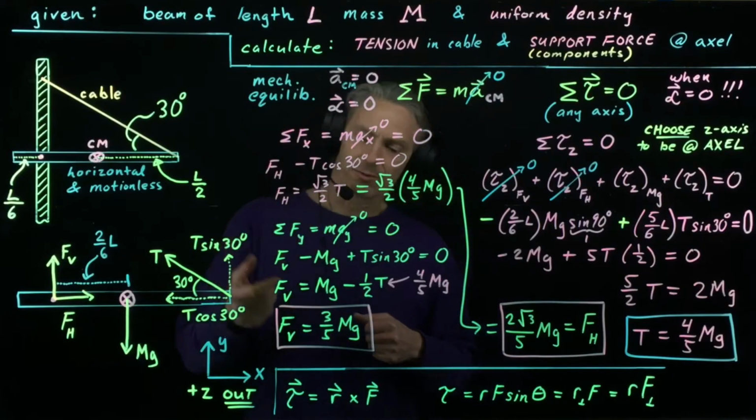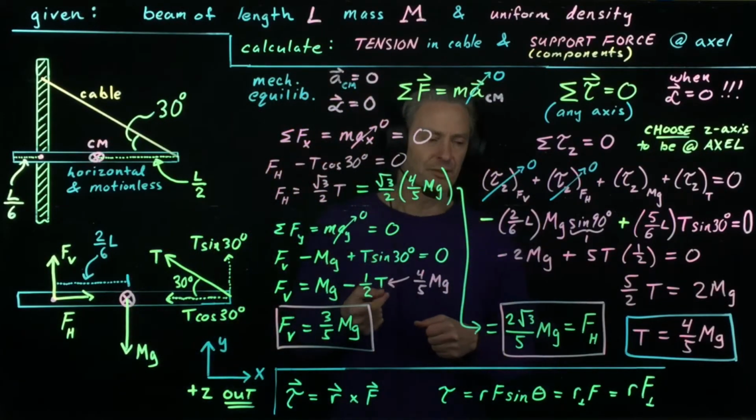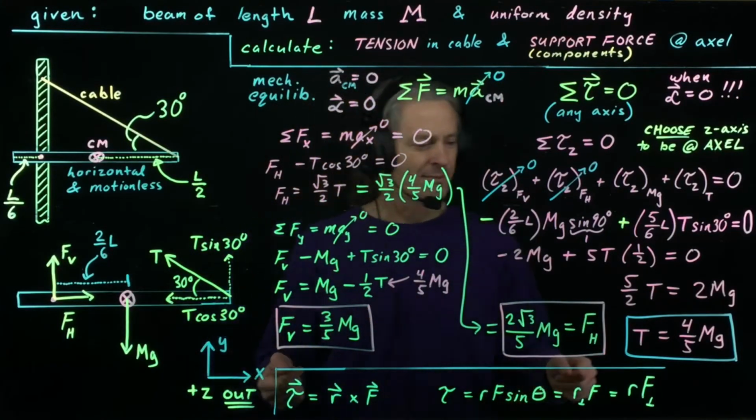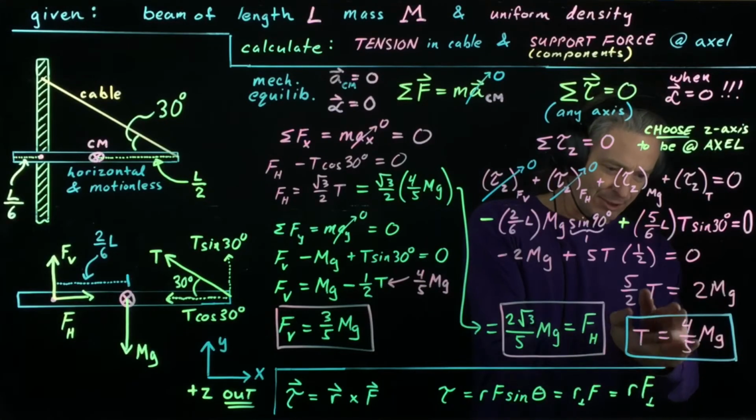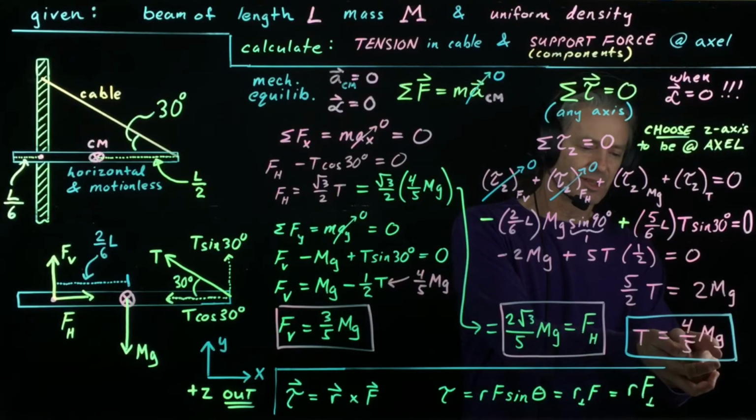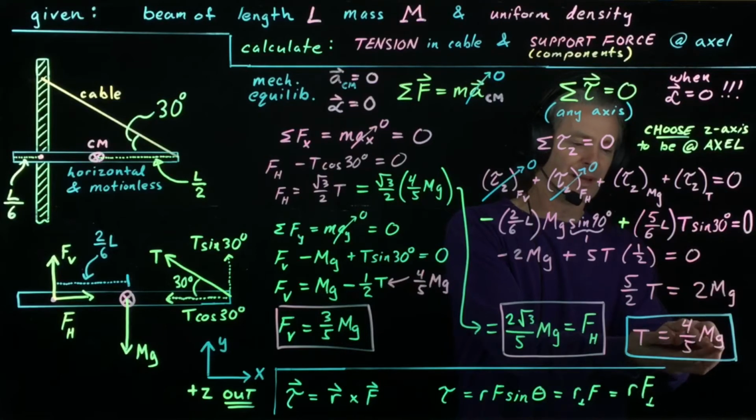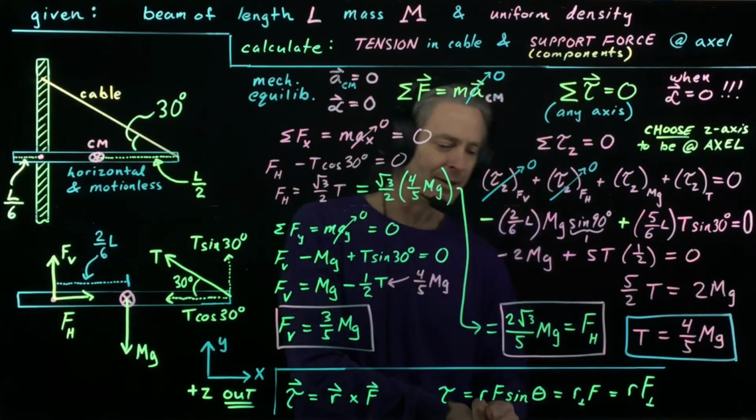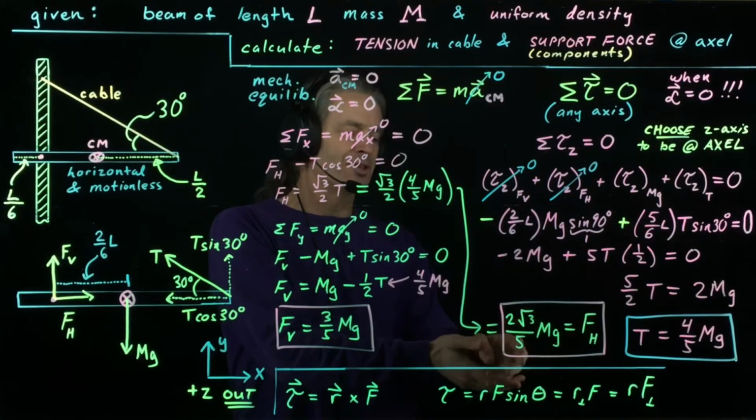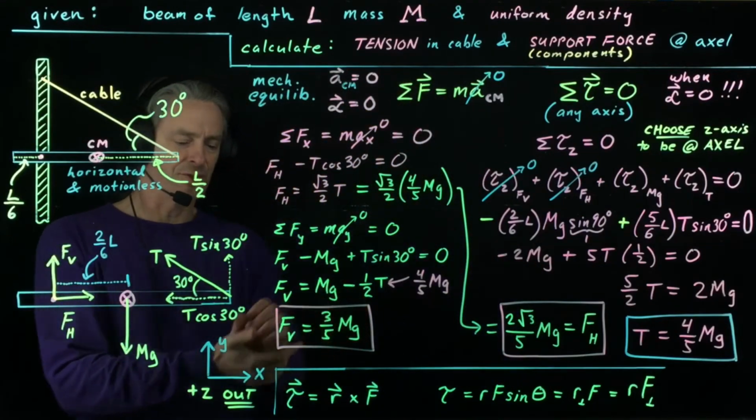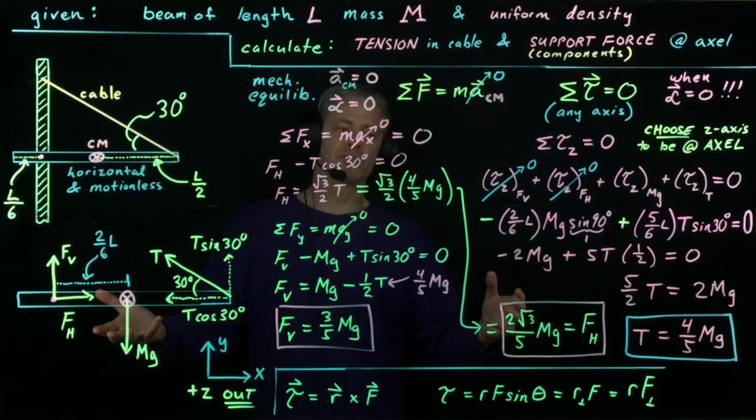We should check that all our results have the proper units. Now, we don't have any numbers, but we can still check units. Tension: well, we've got a pure number times a mass times G. Mass has units of mass, G has units of acceleration. Units of mass times units of acceleration give us units of force. So this has units of force. This is also some number times M times G, so this has units of force, and this has units of force as well. So the units check out.